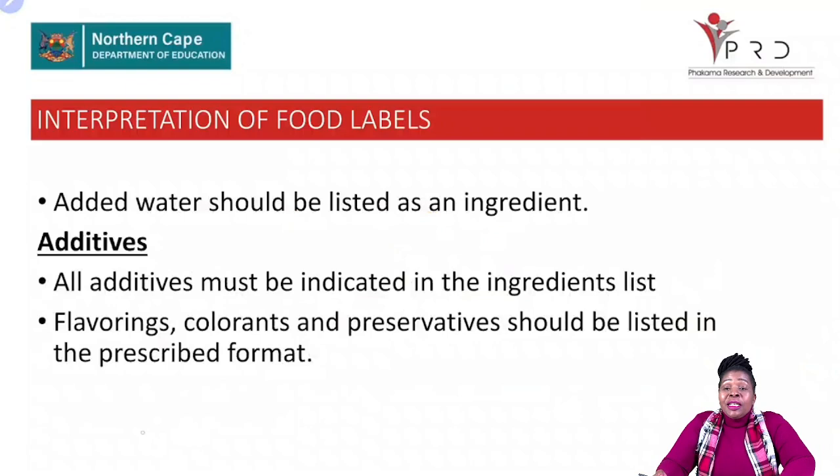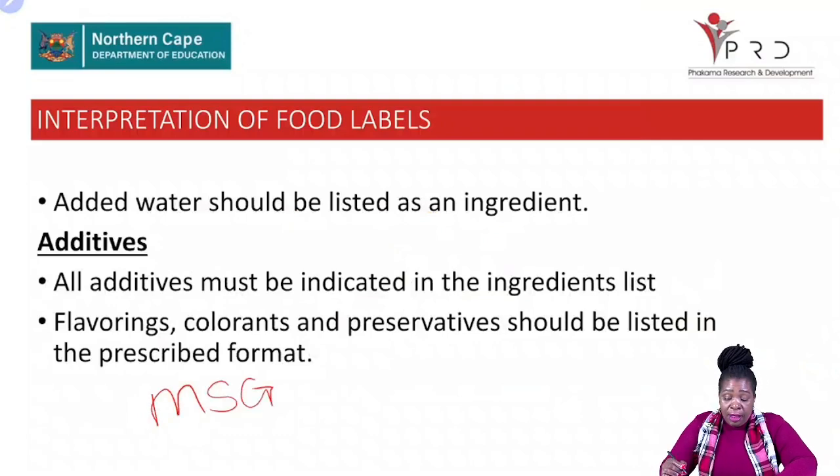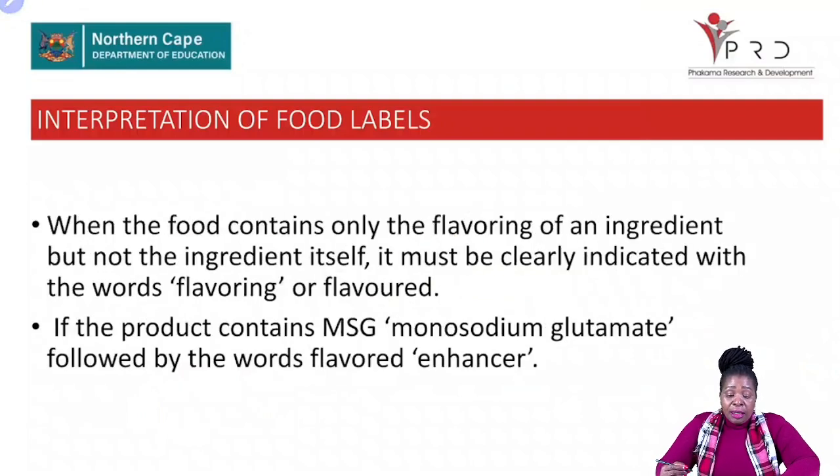Added water should be listed as an ingredient. If you read some labels, they will be written with added water, right? And then we have got additives as well. So all additives must be indicated in the ingredient list. The flavorings, colorants, and preservatives should be listed in the prescribed format. Right. Sometimes some of the food labels have got MSG. It will be written MSG free, right? I will show you a label for MSG as we go on, right?